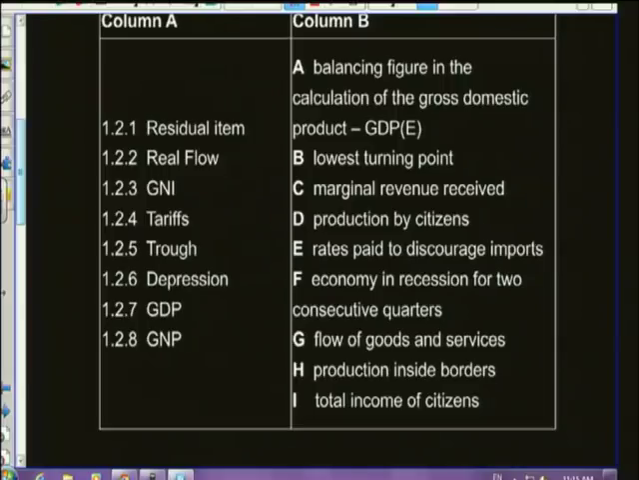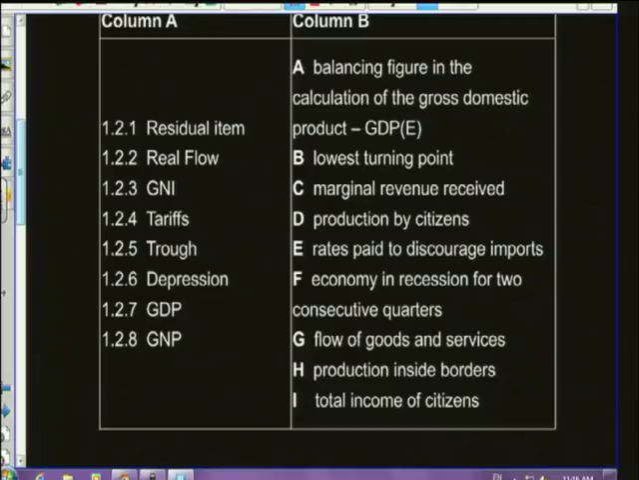When I look at 1.2.1, the residual item, I think it's clear that the answer is A. That is something that you find in the balance of payment to try and balance out possible differences in the calculation. So 1.2.1 A. And it's a good idea to eliminate the ones that you have used.